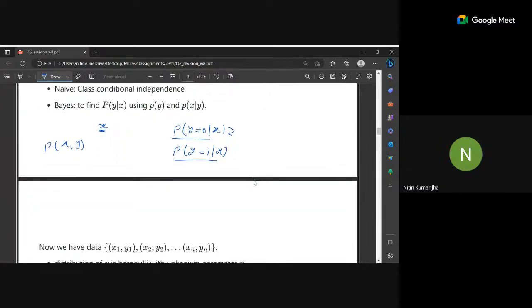So how can you find this probability using this distribution? You have to apply Bayes theorem, right? What Bayes theorem says: P(y=0 given x) equals P(x given y=0) times P(y=0), divided by P(x). And what will be P(y=1 given x)?